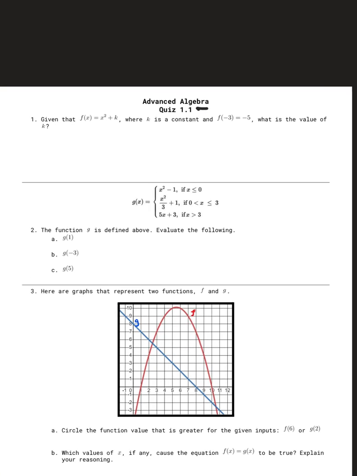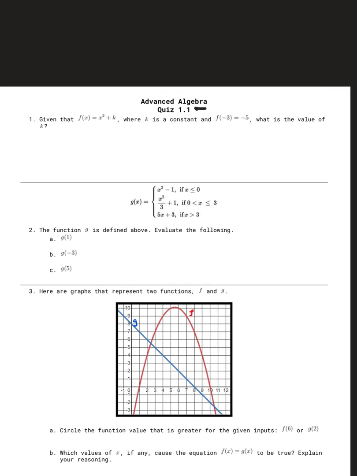Problem number 1. Given that f of x equals x squared plus k, where k is constant, just any number, and f of negative 3 equals negative 5, what is the value of k? Okay, this is really testing: do you understand that f of x equals some number, any number? Like, do you understand what f of x is when it equals some number, let's say negative 5?